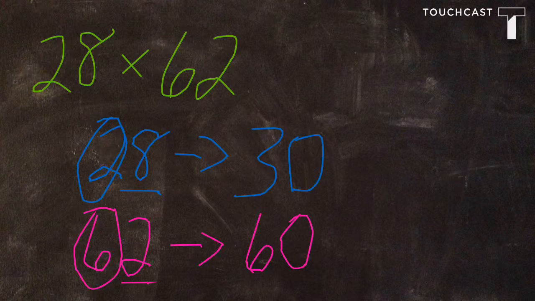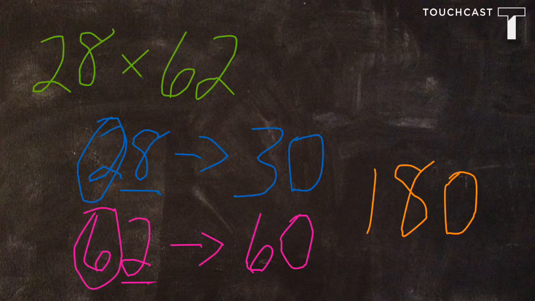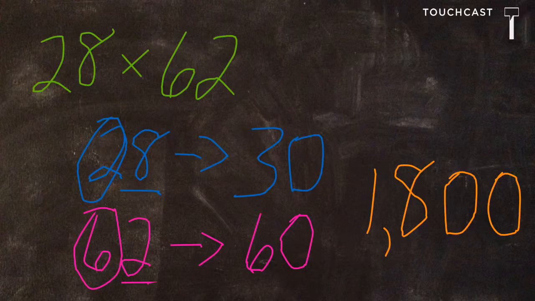And again, using our mental math, 6 times 3 is 18, but since it's a 10 times a 10, we have a 0 in the ones place and the tens place. So our estimate for 28 times 62, which ends up being 30 times 60, is 1,800.